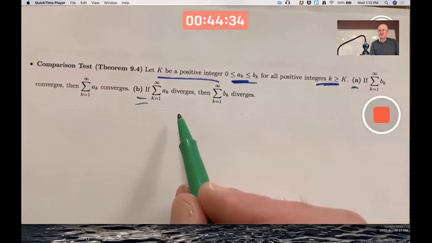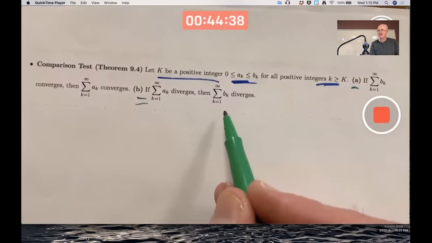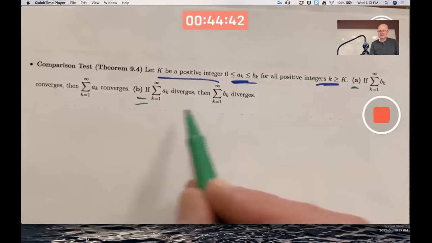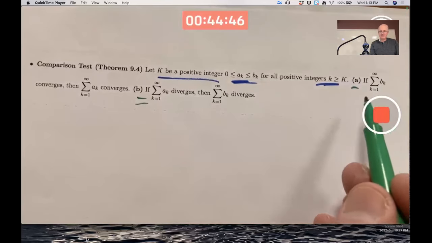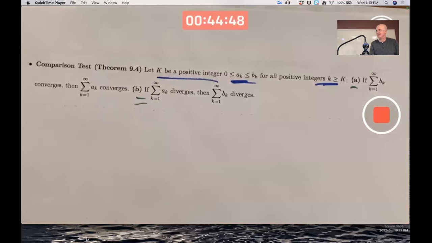Statement B. Go ahead, Michael. Contrapositive. Statement B is the contrapositive of statement A, equivalent to it. In other words, if you prove statement A, you've proved statement B. They're not really two separate theorems. Though it's easier to think of them in two different ways.